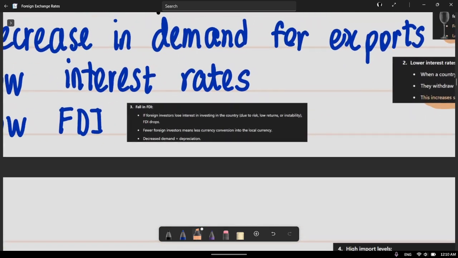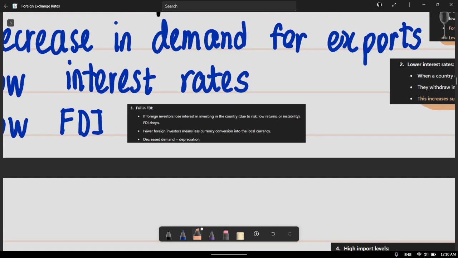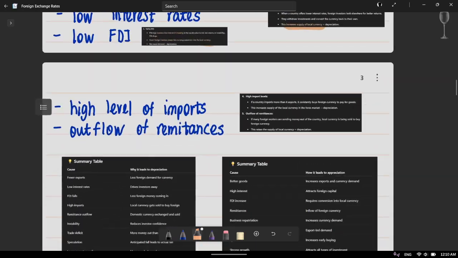Now, low FDI, which again stands for foreign direct investment. If foreign direct investors lose interest in investing in the country, maybe due to risk, low returns, instability, maybe due to war, disease, any reason, the FDI drops. Fewer foreign investors means less currency conversion into the local currency, decreased demand leading to depreciation.